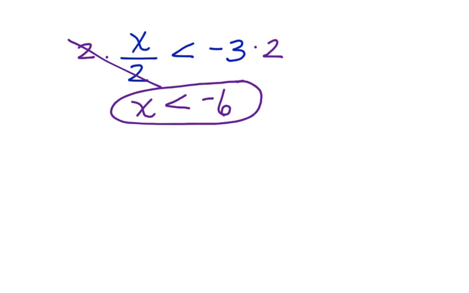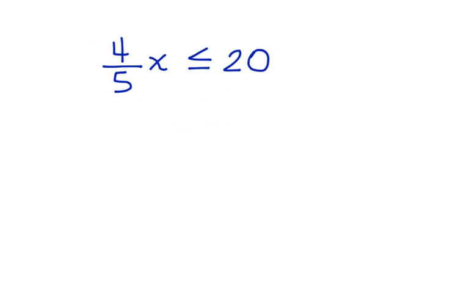Now let's look at one that has a fraction in it. 4/5 x is less than or equal to 20. Now because we have a fraction on the left side of the inequality, we want to be able to clear this fraction. And we do that by multiplying by its reciprocal. We're going to do that to both sides of the inequality.